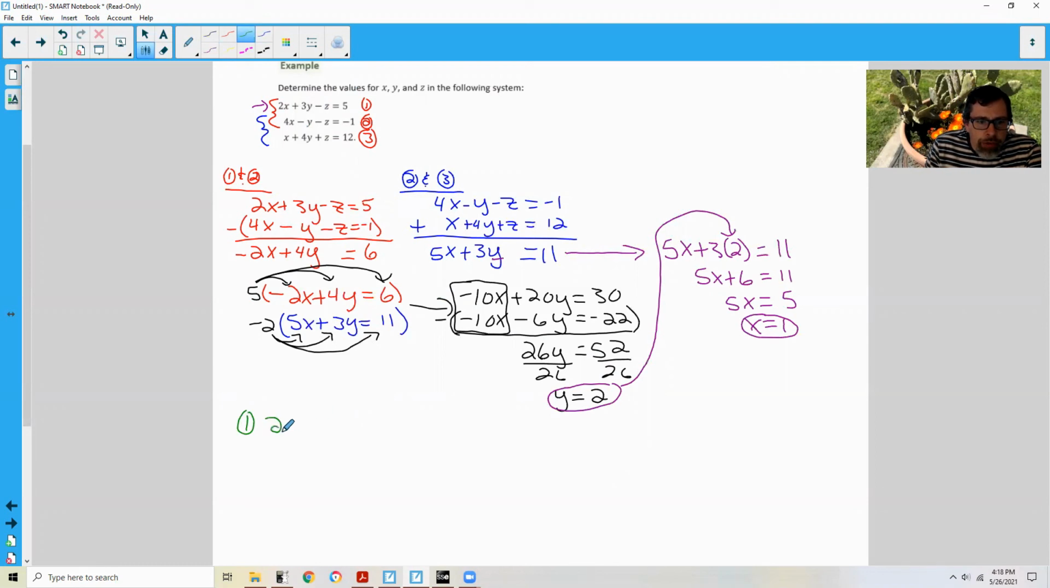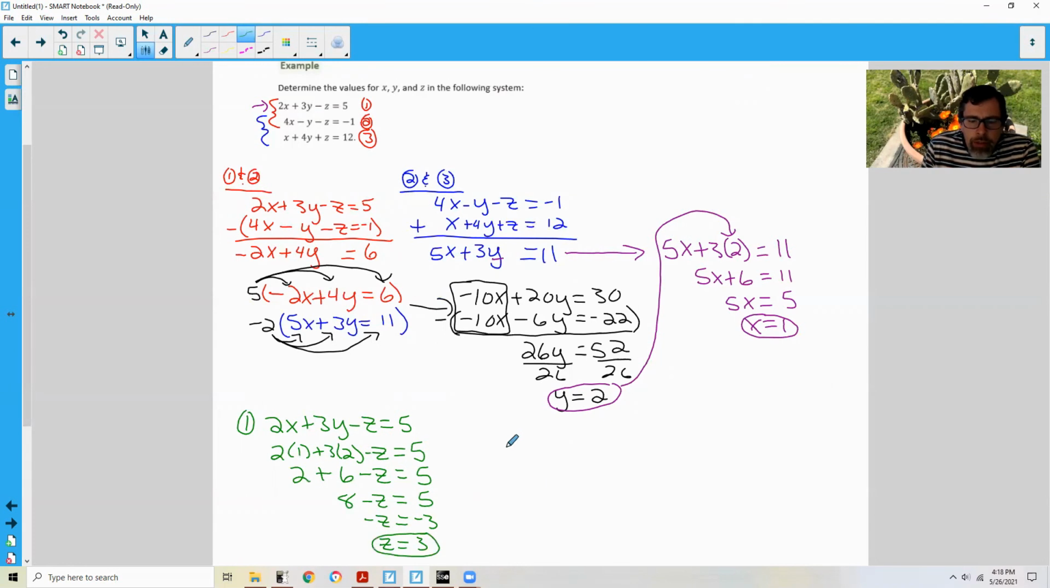So equation 1 is 2x plus 3y minus z equals 5. X is 1, so it'll be 2 times 1 plus 3 times y, which is 2, minus z equals 5. 2 plus 6 minus z equals 5. 8 minus z equals 5. Subtract 8 to the other side, negative z equals negative 3. Multiply both sides by negative 1, z equals 3.